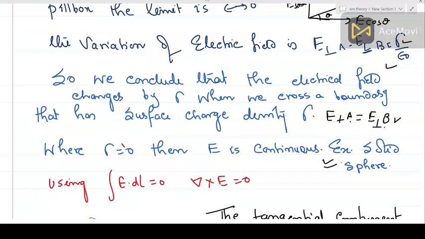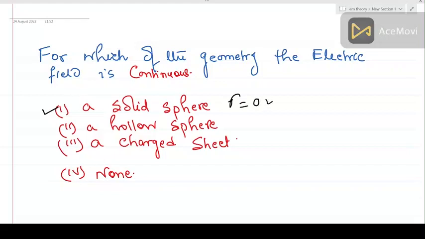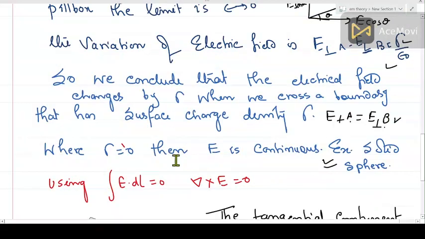So the question that I asked in the previous section: the condition of continuity will be found in the case of a solid sphere, because there is no charge on the surface. Surface charge density sigma is 0. In this case sigma is not equal to 0. So whenever you have a surface charge density, there will be a change in the electric field component.